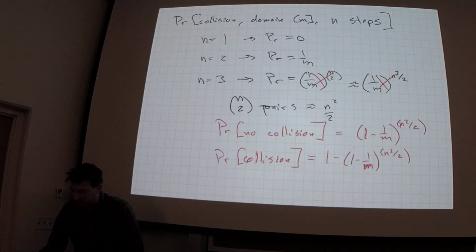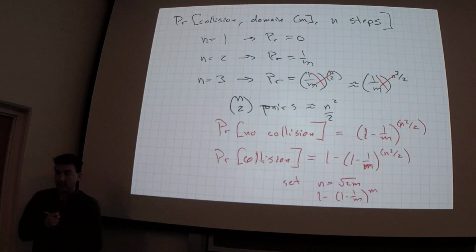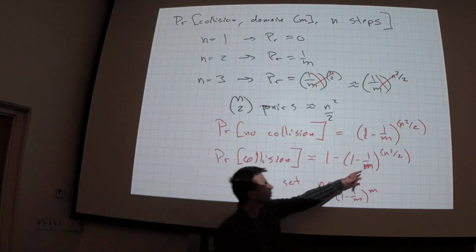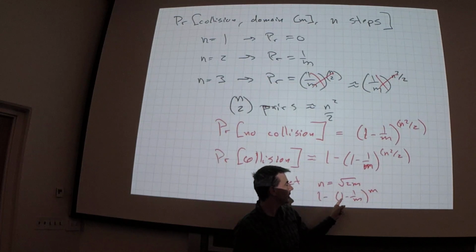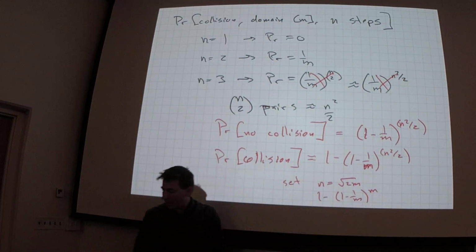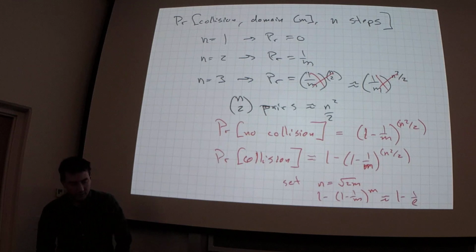Okay, and so now if I set n equals roughly square root 2m, then what this looks like is 1 minus 1 over m times, this becomes roughly m up here, right? Because the n squared takes the square root, and the 2 cancels with this too, so I have 1 minus 1 over m to the power m, and this looks like roughly 1 minus 1 over e.